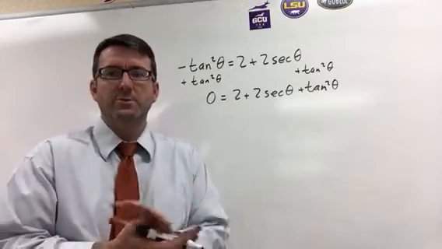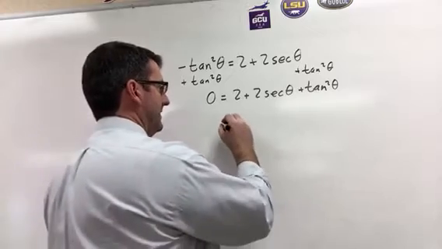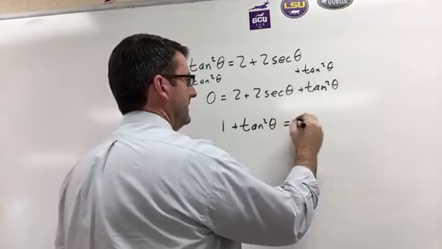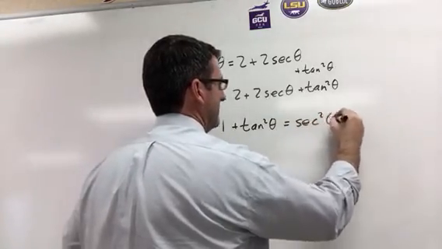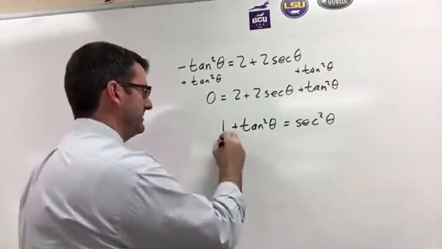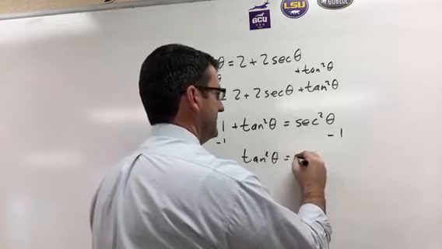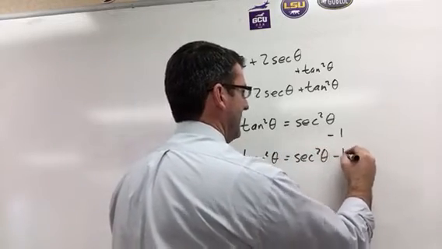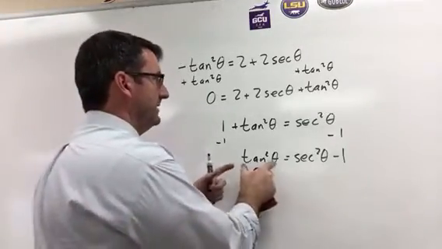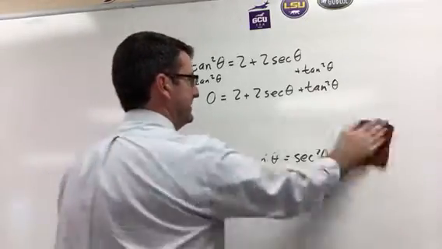So here we need to use one of our Pythagorean identities. We know that 1 plus tangent squared is equal to secant squared. And so tangent squared, if we subtracted 1 from both sides, tangent squared is equal to secant squared minus 1. So we can replace this tangent squared with secant squared minus 1. So let's do that.